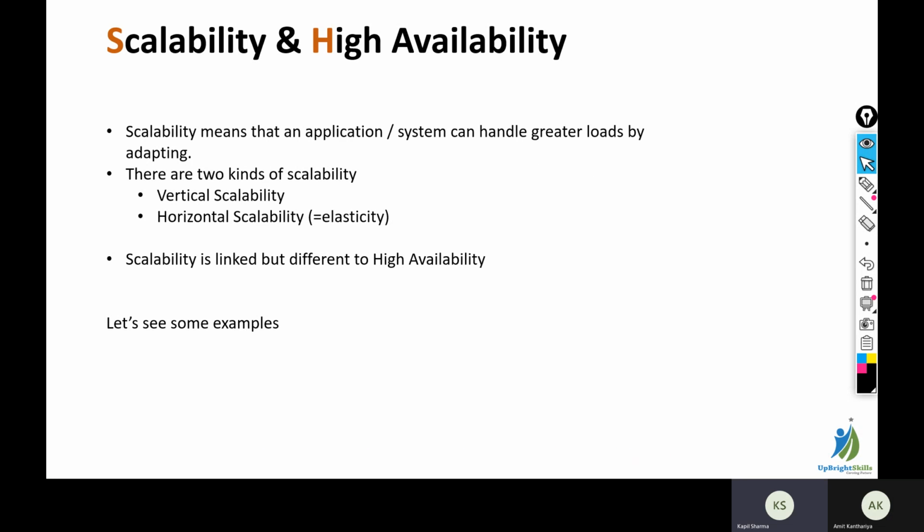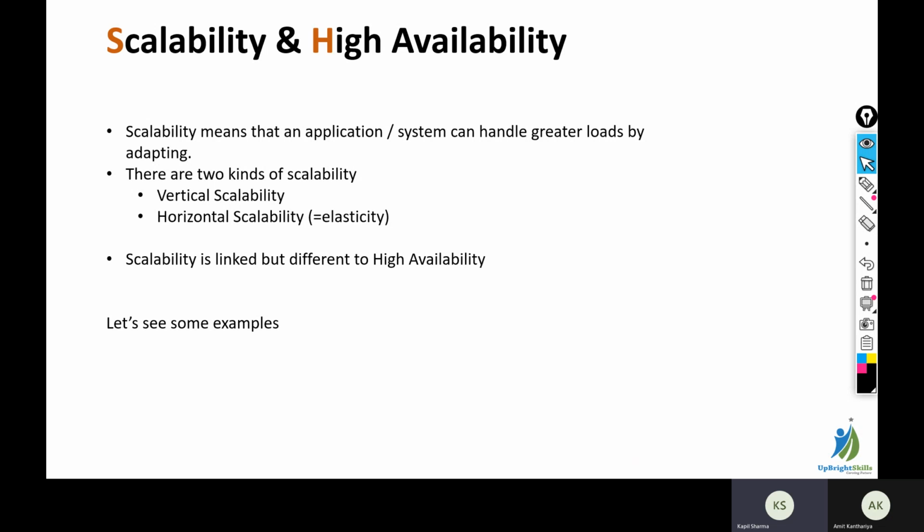So what is scalability and what is high availability? Scalability means that an application or a system can handle greater loads by adapting. And there are two different kinds of scalability: vertical scalability and horizontal scalability. Horizontal scalability is also called elasticity.